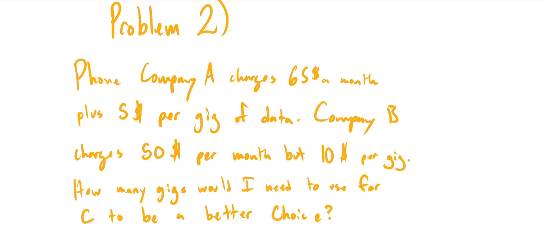All right, now let's look at problem 2. Problem 2 asks us to compare two companies' phone plans, which is going to be the less expensive: a company which charges $65 a month plus $5 per additional gigabyte of data, or another company that charges $50 per month, but then they charge you $10 per gigabyte of data. Now, how much data would you have to use to make one company a better choice over the other? This is a very normal modern problem.